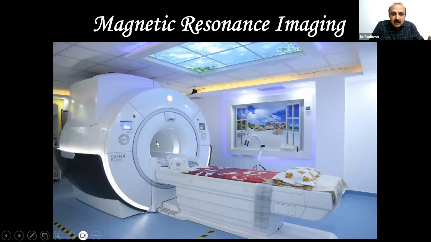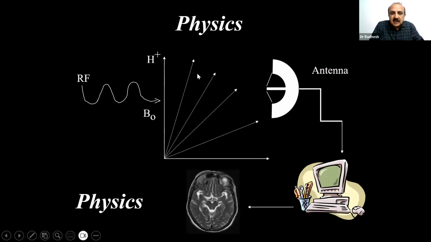Now, when the patient is in the magnet and the protons are aligned along the external magnetic field, we give an impulse known as the radio frequency pulse. You're all aware of RF pulses. Your mobile, in fact, works on an RF pulse, or radio frequency pulse. So how much of an RF pulse should I give for me to get an image?